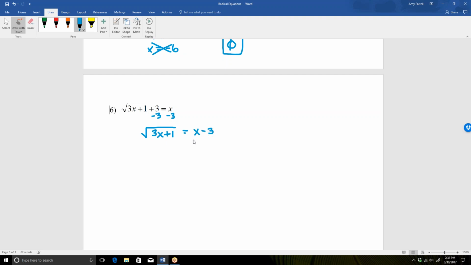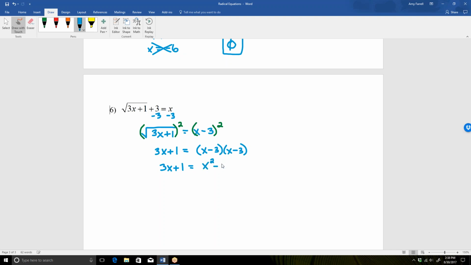Now, x minus 3, I can't simplify that any further. They're not like terms, so I just have to leave it as x minus 3. Then I want to raise both sides of the equation to the power equal to the index, which means I'm going to square both sides. And when I square a square root, I just get the radicand. On the right-hand side, when we square a binomial, we're going to have to FOIL. So it's x minus 3 times the quantity x minus 3.